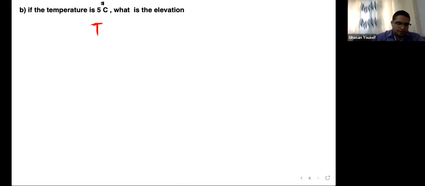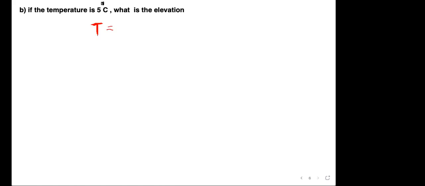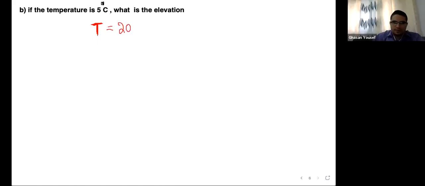Yes. So the temperature is given. Okay, nice. Thank you. So the temperature is 20 minus 10h, and the temperature given is 5.